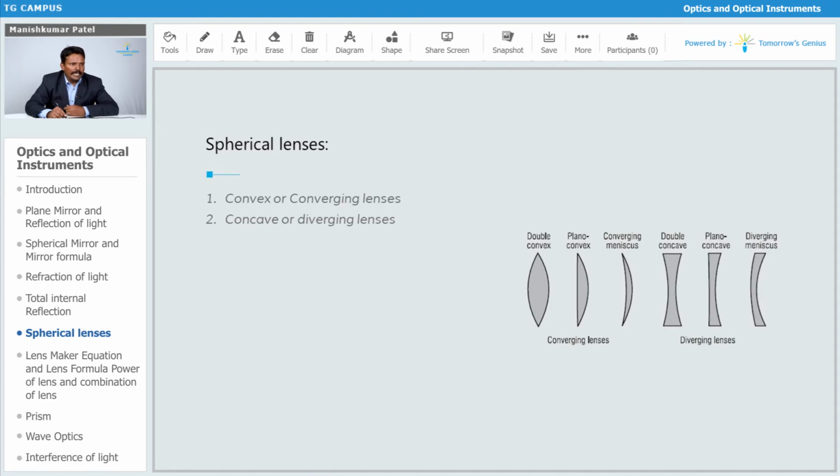Now, two surfaces are joined to each other, and out of which one of the surfaces should be a curved one. That is how we can define a lens. So that is a double convex. Then this is a plano convex, in which one is a plane, another is a convex. This is a converging meniscus, double concave, plano concave, diverging meniscus. All these are the types of lenses.